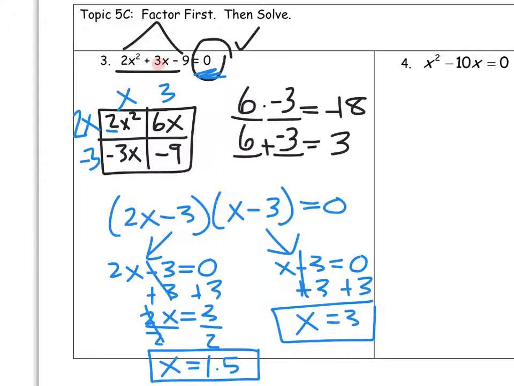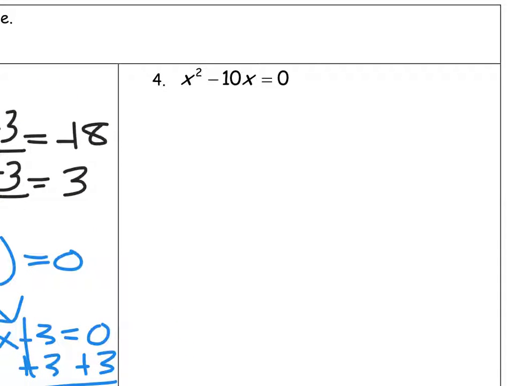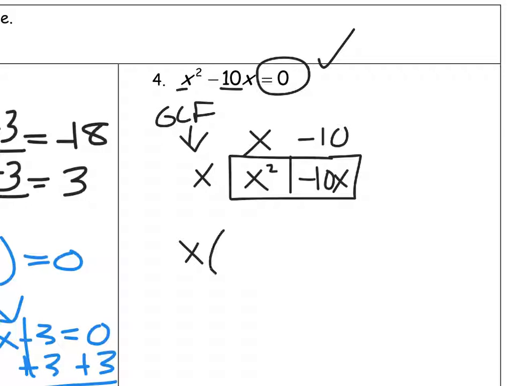Okay, let's do another one. This next one, this is already set equal to 0. Great. And let's go to factor it. And actually, before I jump to the box method, these have a GCF. So I'm going to use a different method. I'm going to put these inside a box. I'm going to put the GCF here, x. I'm going to fill out the outside, an x and a negative 10. That means my factored form is x times x minus 10.